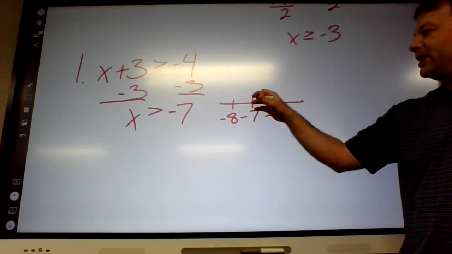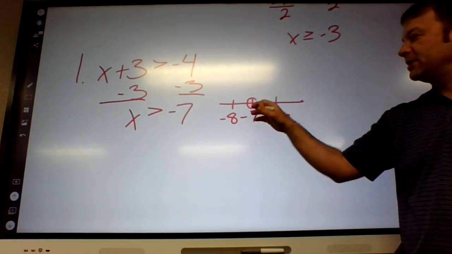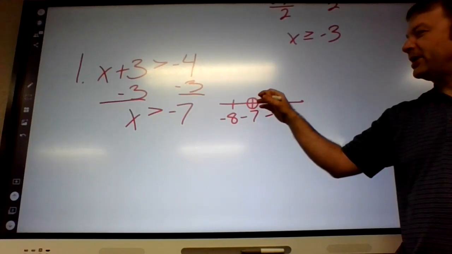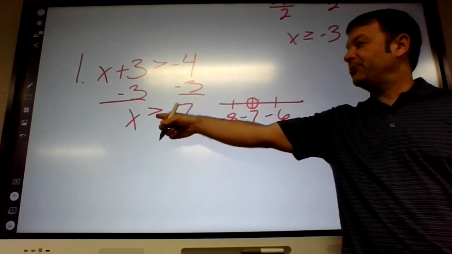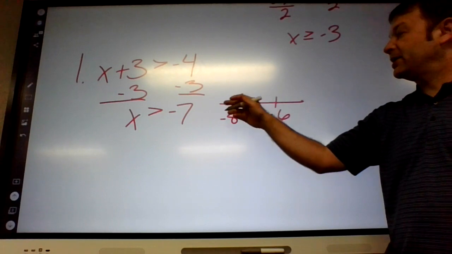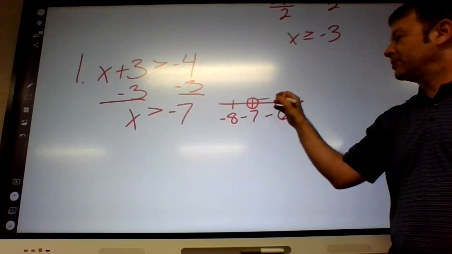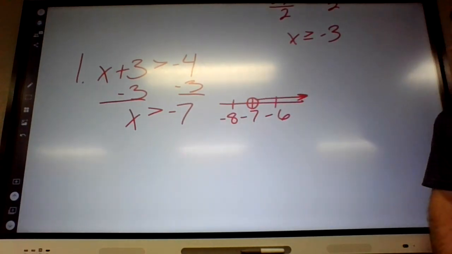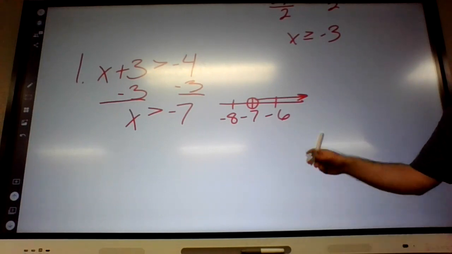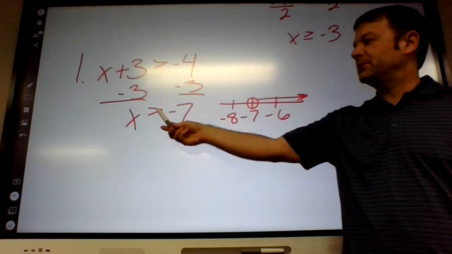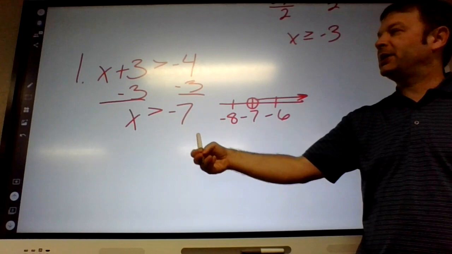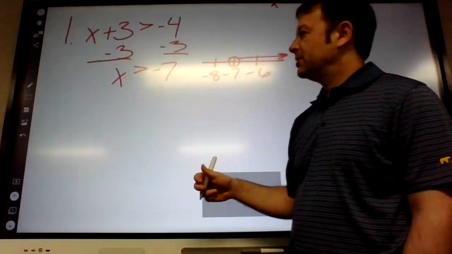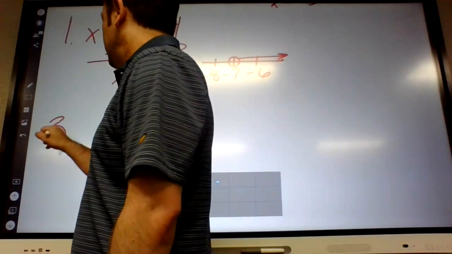Okay, greater than negative 7. Okay, because it's not equal to, it's an open circle. And greater than goes to the right. Usually this arrow should match that arrow, unless X is on the other side. It doesn't happen very often.